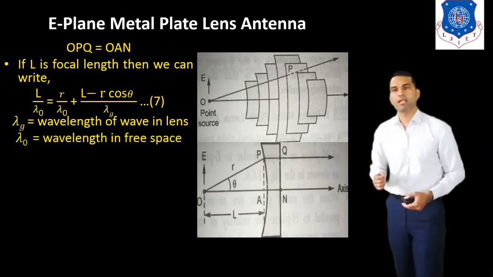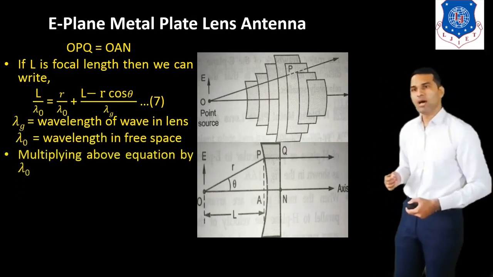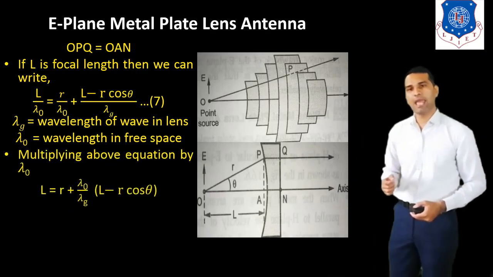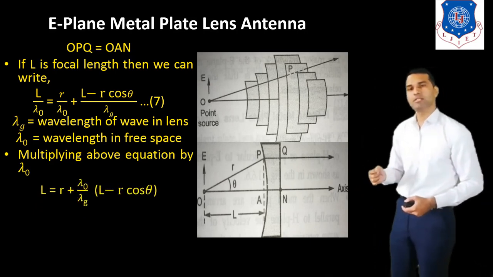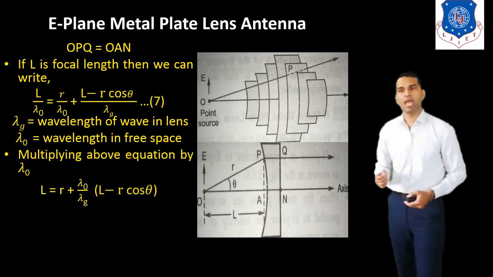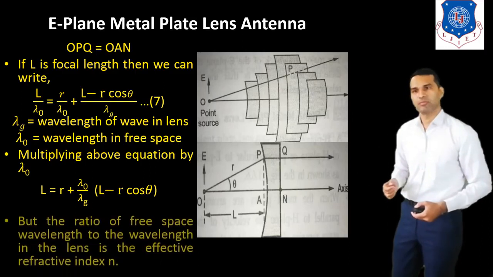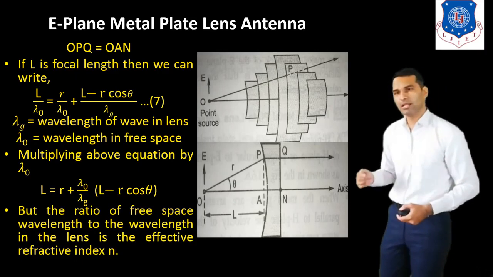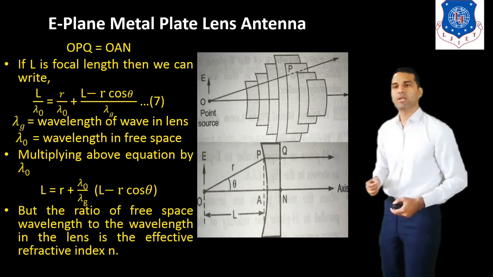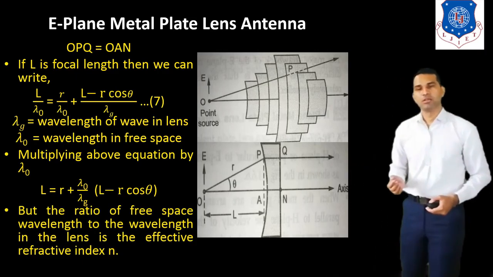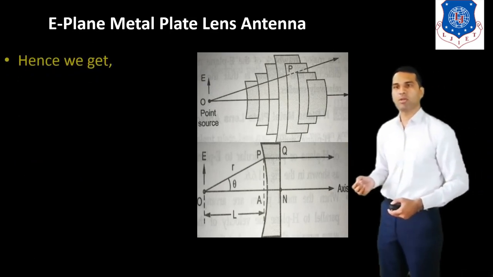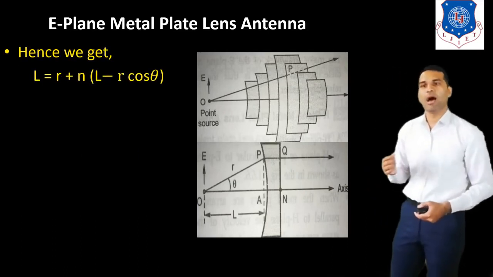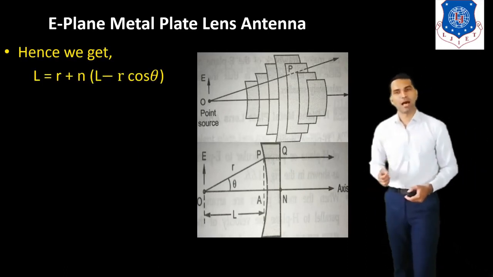Lambda 0 indicates the wavelength in free space. Now we multiply the above equation by lambda 0. So we can write L equals R plus lambda 0 upon lambda g into (L minus R cos theta). But the ratio of the free space wavelength to the wavelength in the lens is the effective refractive index, which is nothing but n. So instead of lambda 0 upon lambda g, we can write n. The equation becomes L equals R plus n(L minus R cos theta).